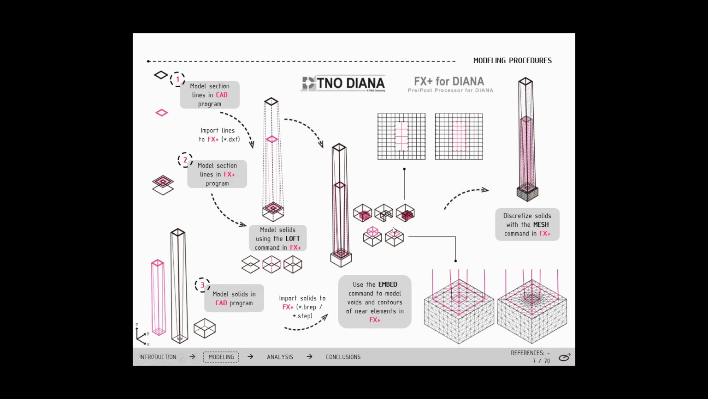A very important step should be made before the discretization of the solids. The embed command should be used between solids inside other solids, but also between adjacent solids, to guarantee that common contours between elements are imprinted on each other and nodes from the different elements match. This step will avoid the generation of errors and incorrect results from the calculation. I will explain this more deeply in the modeling example I will be showing you.